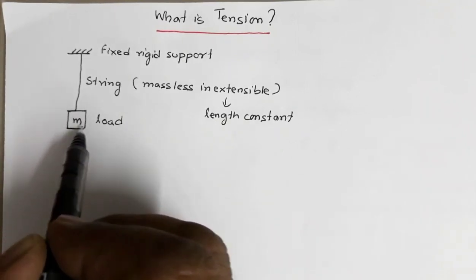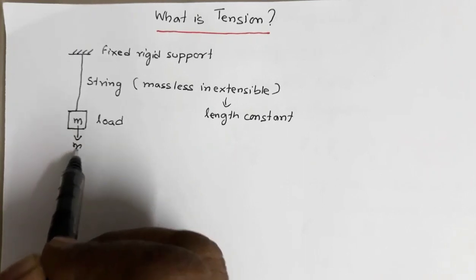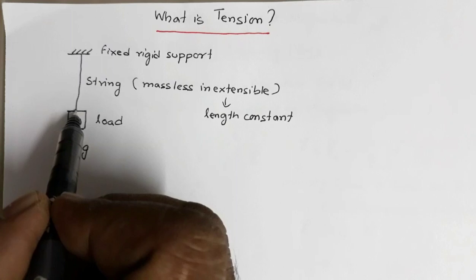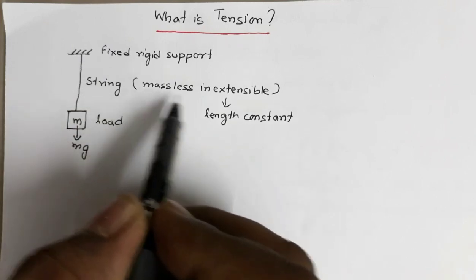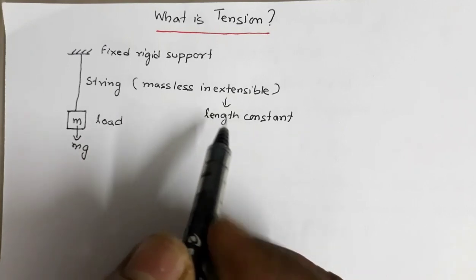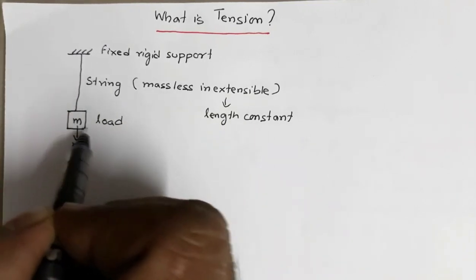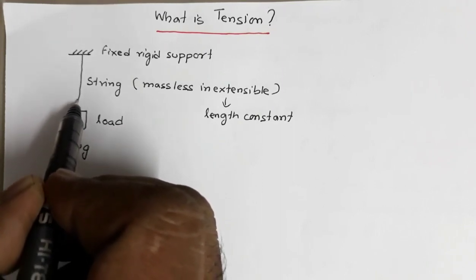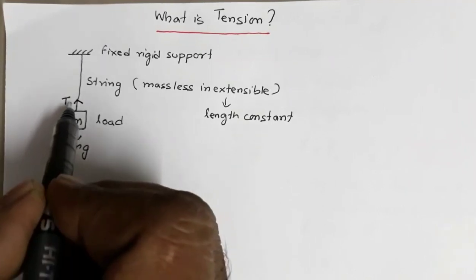So this load has a mass m, so it will exert a force mg in the downward direction. Okay, so this load will pull the string in the downward direction. Since the string is inextensible, its length is constant, so this string will also exert a force on this block in the upward direction. Now that force is called tension, denoted by the symbol capital T.